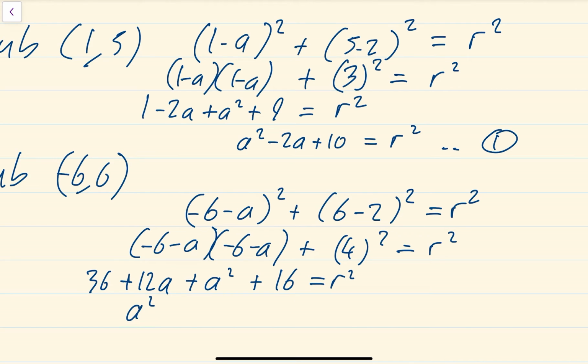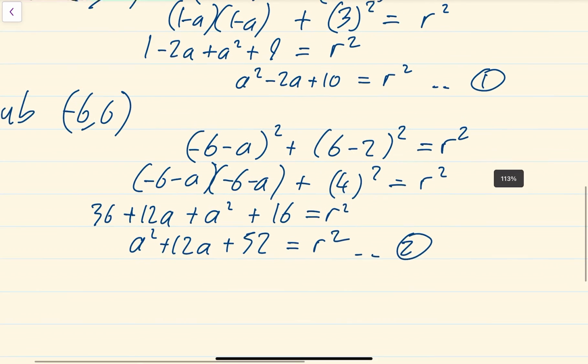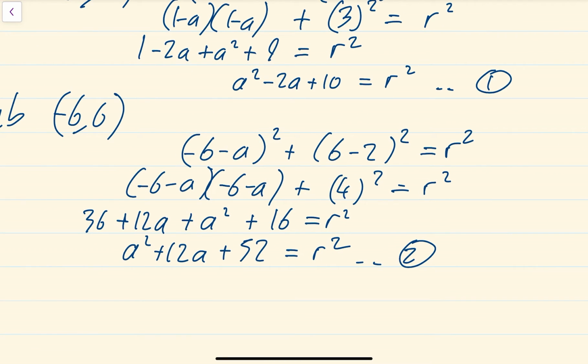Again, tidy up, you'll have a squared plus 12a plus, if I could add, that's going to be 40, that's going to be 52, is equal to r squared, equation 2. Right, now this is unusual, but you've got two equations, two unknowns. I'm just going to write my a squared minus 2a plus 10 equals r squared underneath.